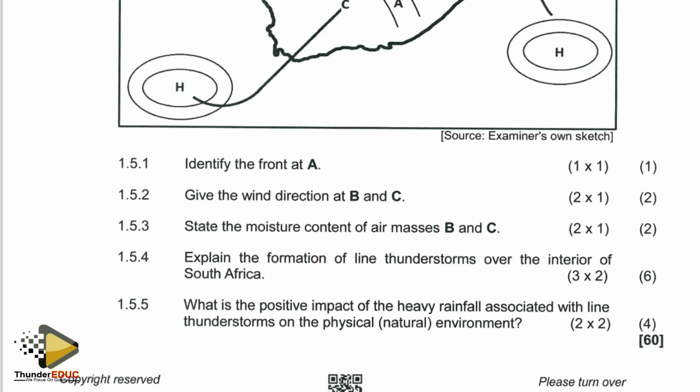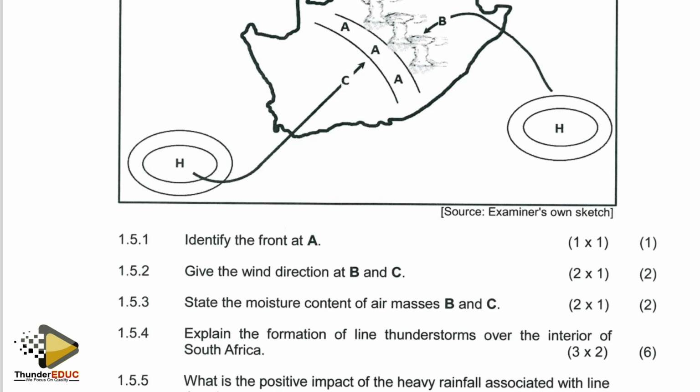And the line thunderstorms will develop as a result of the development of the clouds. As this warm and moist air is forced to rise, it's going to create cumulonimbus clouds that will result in thunderstorms happening along the moisture front in a line, which we call the line thunderstorms.